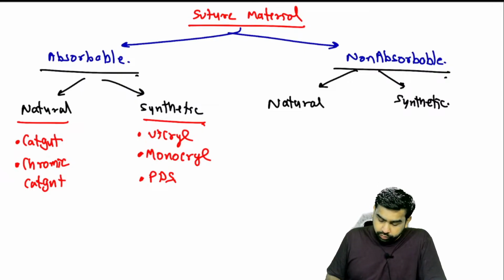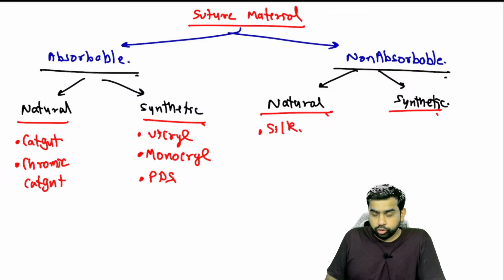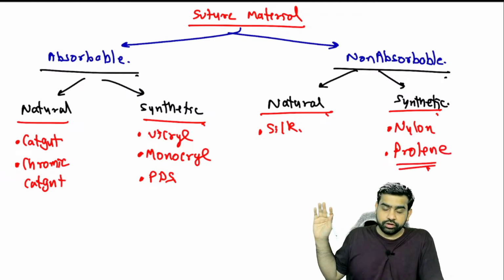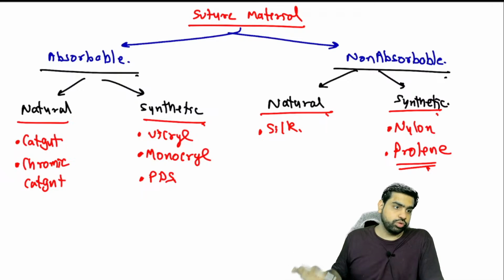Then what about the naturally occurring non-absorbable sutures? You have silk. And what about the synthetically occurring non-absorbable sutures? You have nylon and Prolene. So these are the naturally occurring and synthetic absorbable sutures and non-absorbable sutures. That is what you need to understand over here.